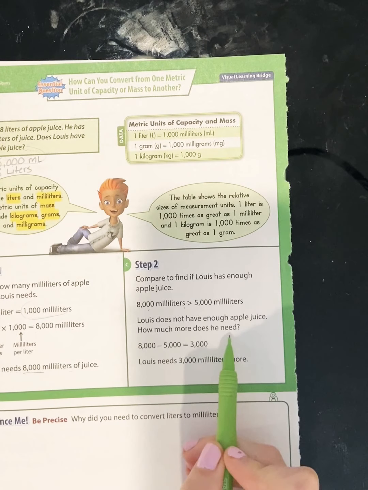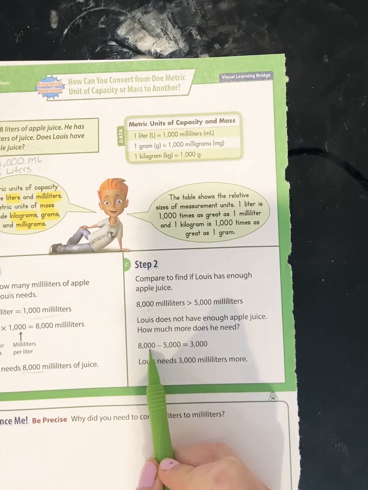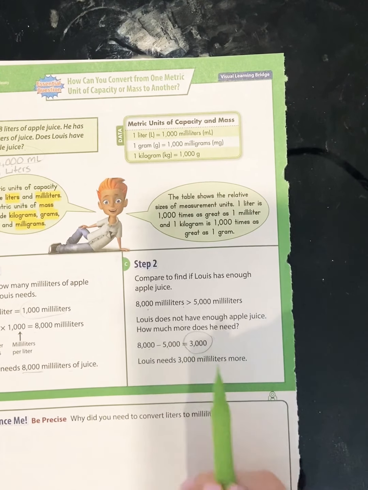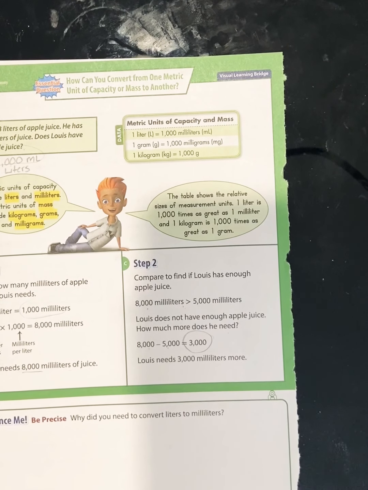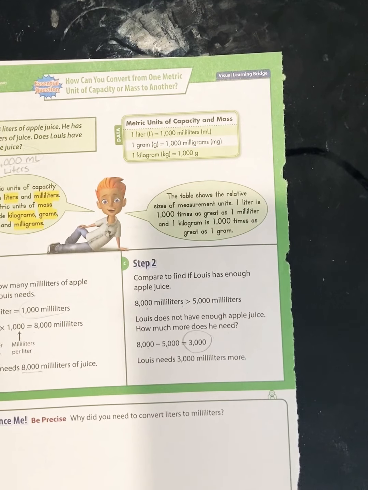How much more does he need? We can do that math by doing 8,000 of what he needs minus the 5,000 that he has, and this will tell us the remaining amount he will need to get. Lewis needs 3,000 milliliters more of apple juice.